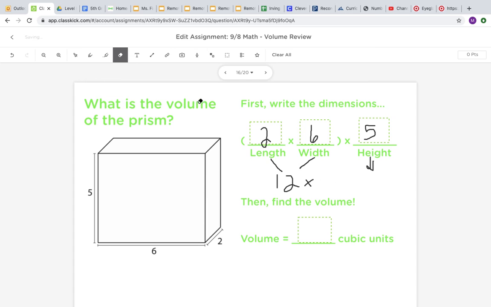If I don't know 12 times 5 by heart, one way I can do this is I could do partial products. I could do 5 times 10, which is 50, plus 5 times 2, which is 10. 50 plus 10 is 60 cubic units. Or maybe you knew that off the top of your head. Either way, you are multiplying length times width times height to find the volume.